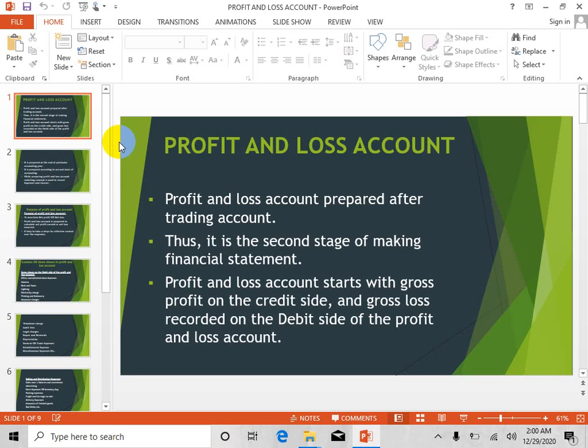If we find gross profit in the trading account, at that time we transfer that gross profit to the credit side of the profit and loss account. If we find a gross loss in the trading account, at that time we record that gross loss on the debit side of the profit and loss account, right? So these are the three points of the profit and loss account.